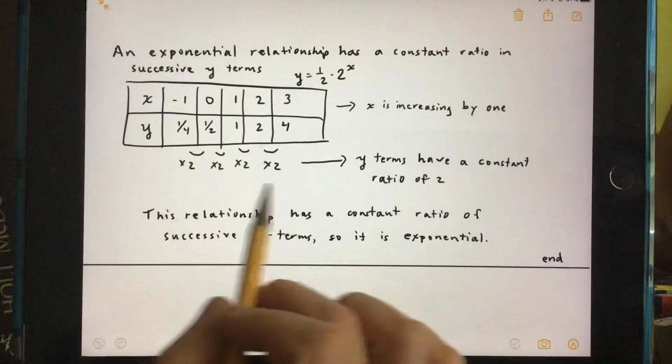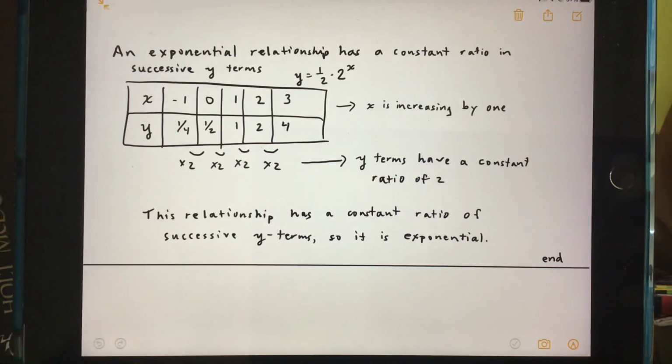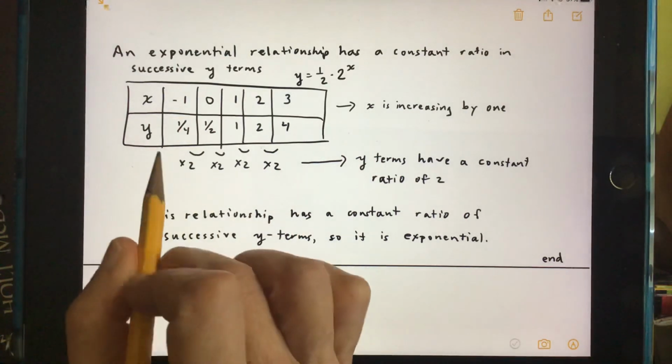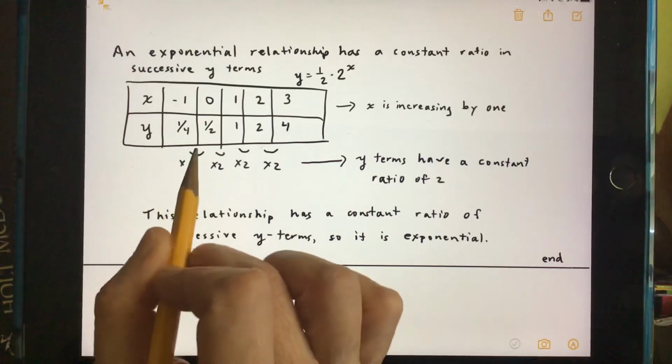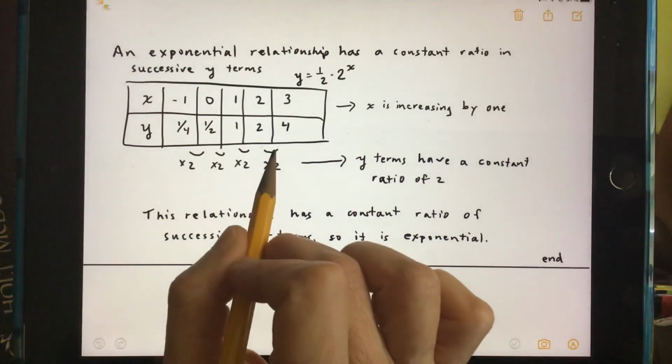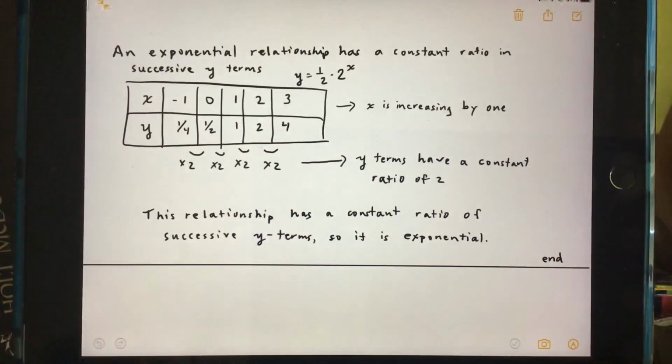So we can arrive at our differences or our ratios a couple of different ways. One is going to the right, asking what do we need to multiply by in this case to move from 1/4 to 1/2 and from 1/2 to 1. Or we can take the number on the right, divide it by the number on the left, and that also will give us that same constant ratio. So this is an exponential relationship because we have a constant ratio of successive y terms, and that ratio is 2.